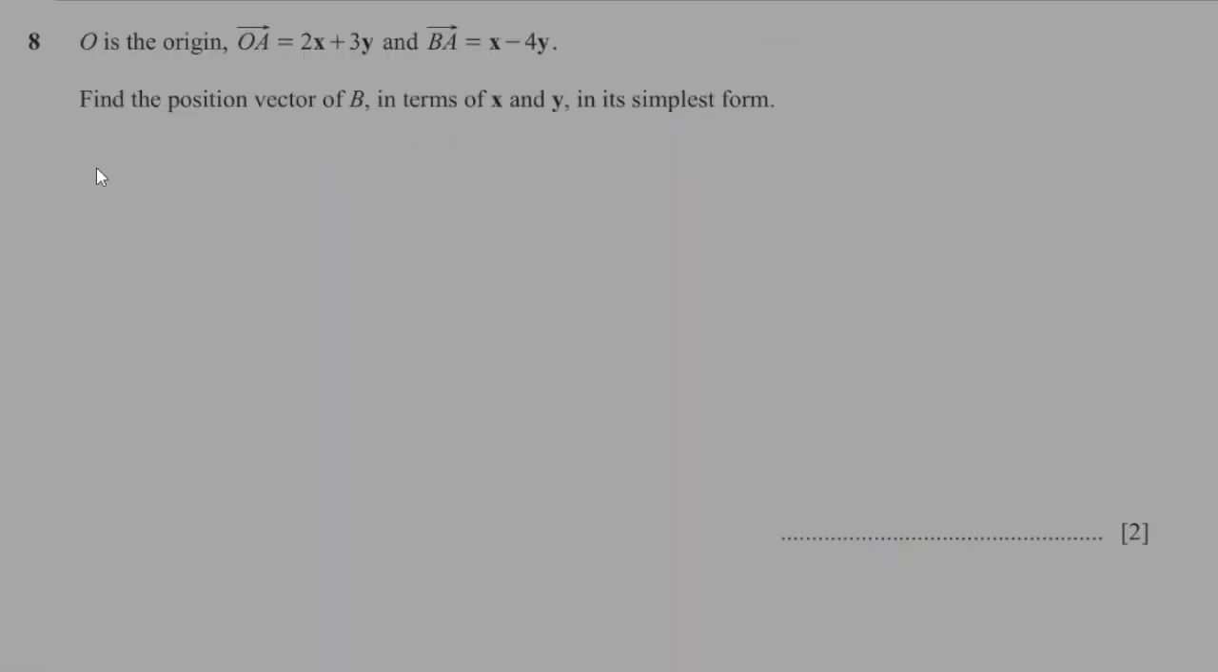8. O is the origin. OA is equal to 2x plus 3y and BA is equal to x minus 4y. Find the position vector of P in terms of x and y in its simplest form. Alright, so I'm going to be drawing a diagram just for my convenience. You don't have to do this.